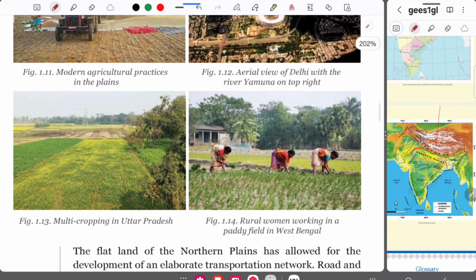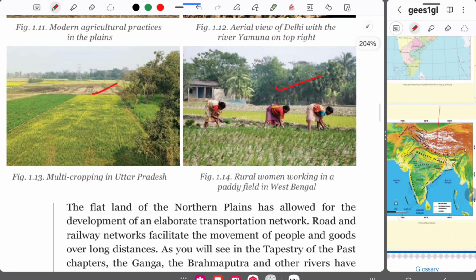And next we have this multi-cropping in Uttar Pradesh, an image of multi-cropping, where you have planted more than one type of vegetables or fruits, especially vegetables here. And here some village women are working in this paddy field in West Bengal. So these are some of the images of the plain areas.